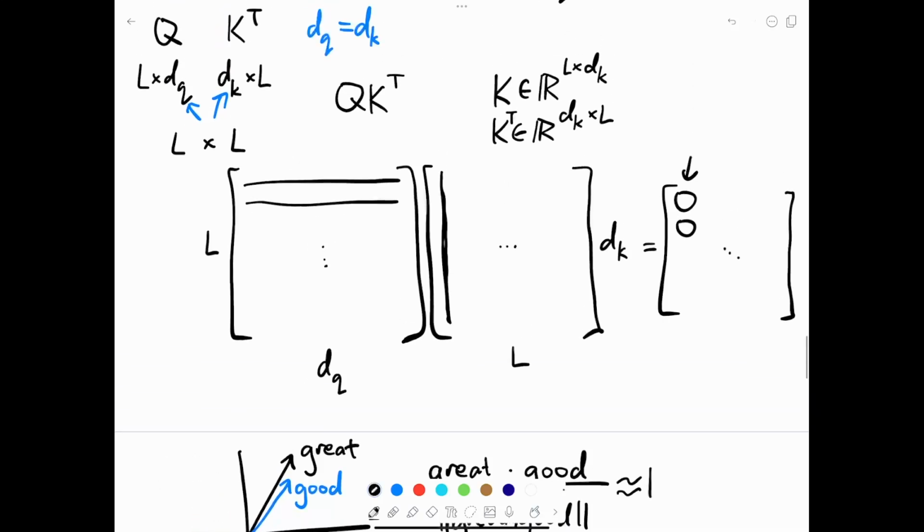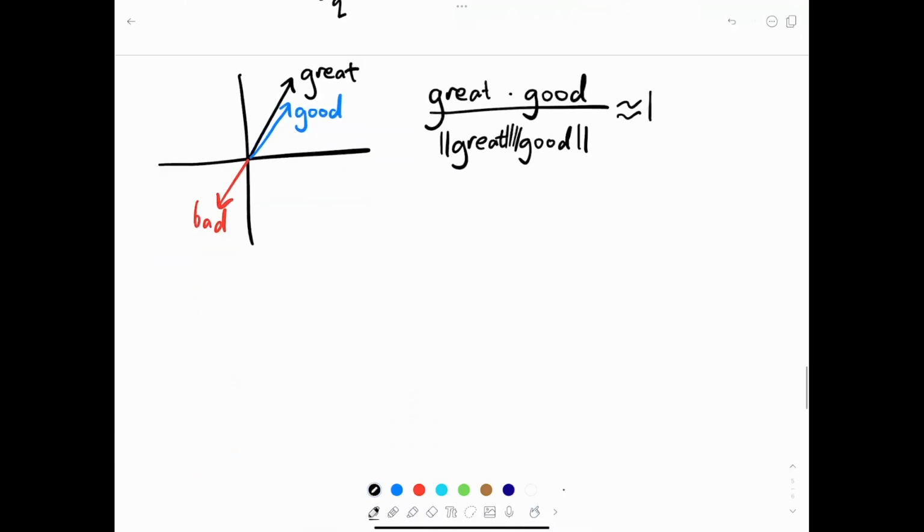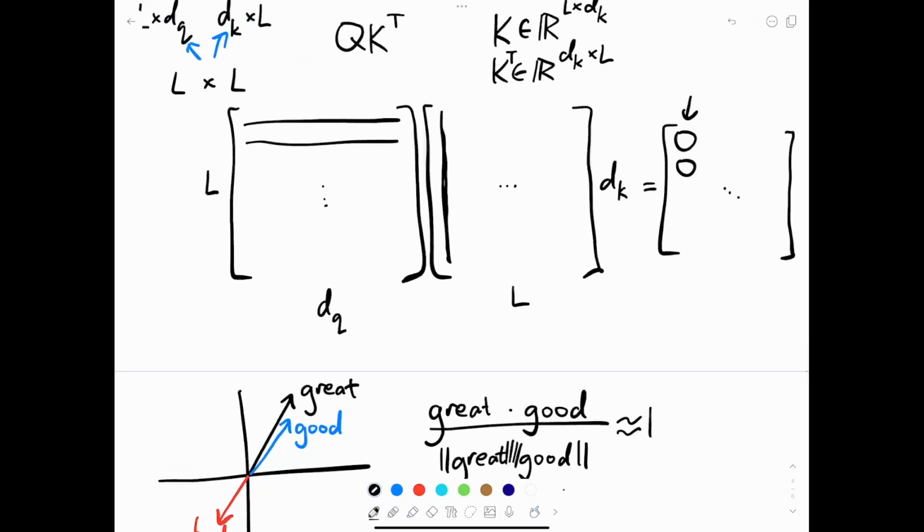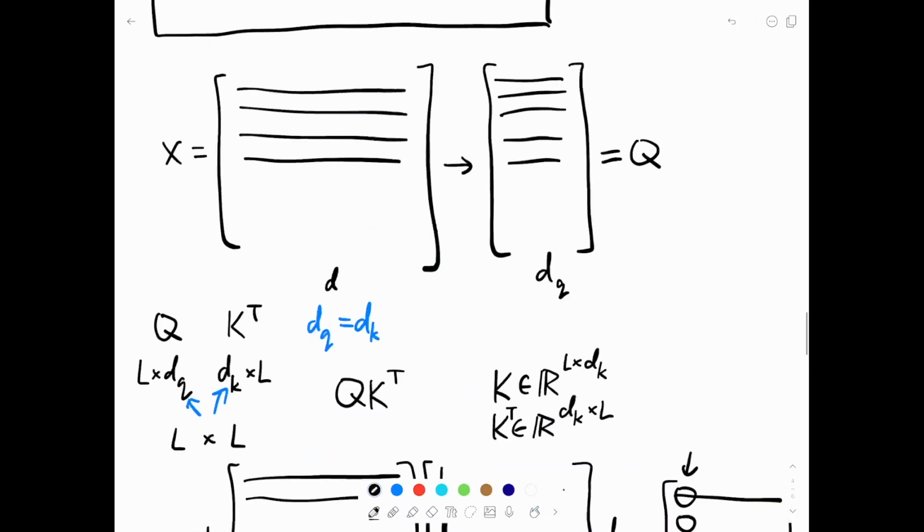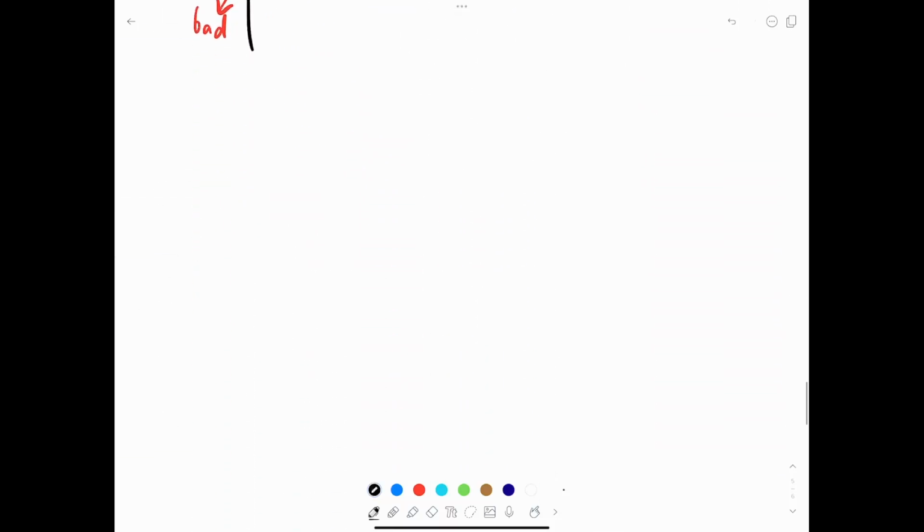Okay, so now we have unnormalized attention scores. What we would like is to enforce the constraint that the sum along each row is 1. So how do we do that? We do that with a softmax.